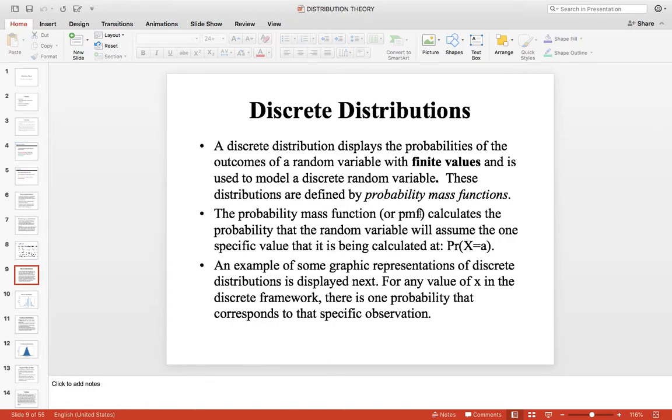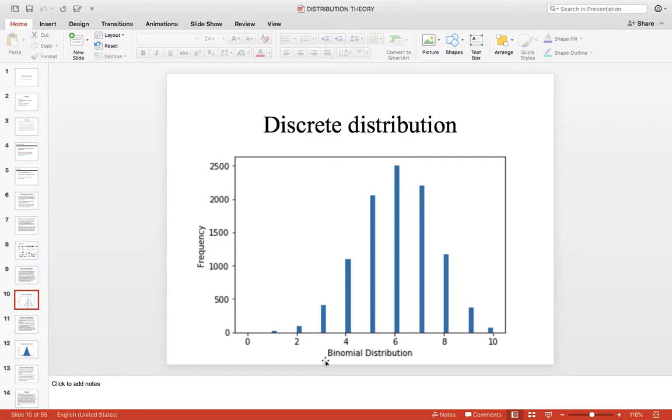The probability mass function, or PMF, calculates the probability that a random variable will assume one specific value, the probability of a particular value x. Like I said, what is the probability there will be no deaths in a year? We got a probability of 86%. An example of some graphic representations of discrete distributions is displayed next. For any value of x in the discrete framework, there is one probability that corresponds to the specific observation, as you can see over here.